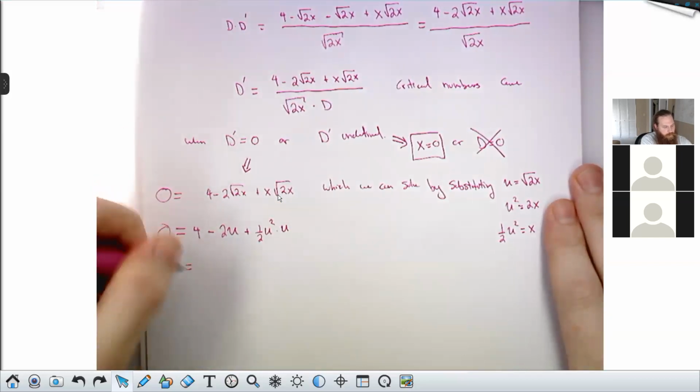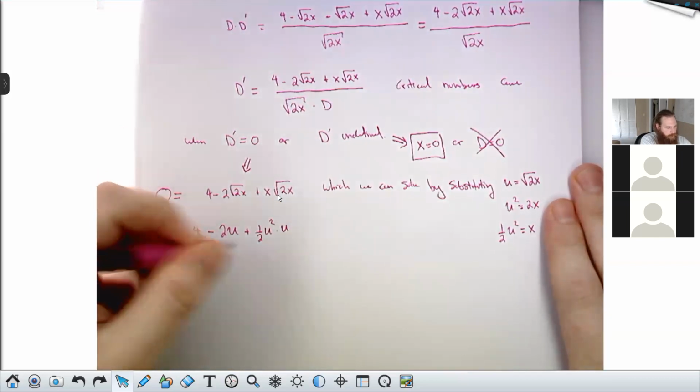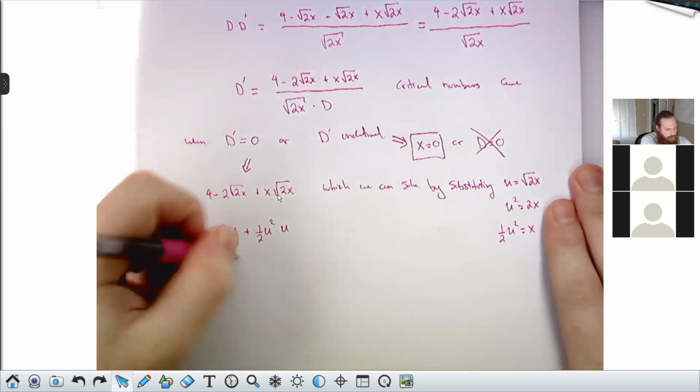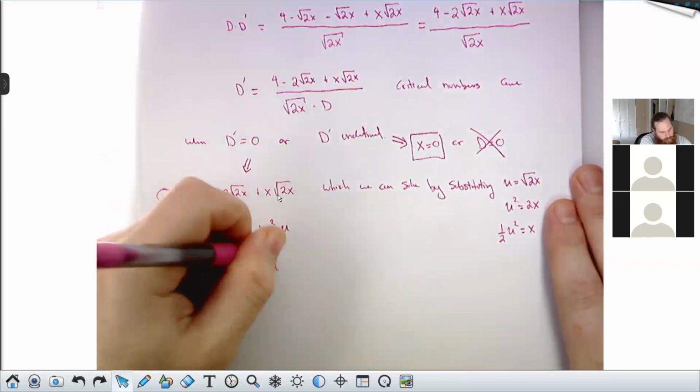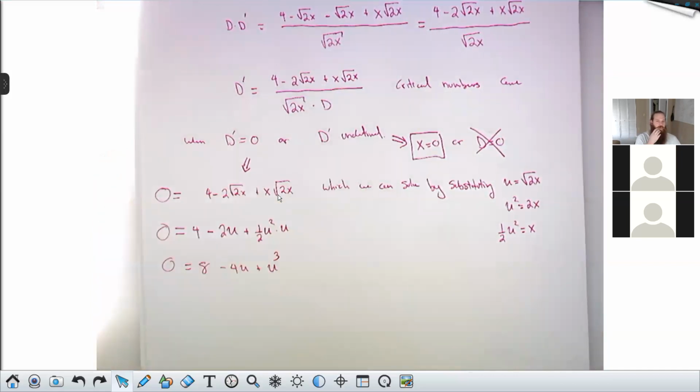We get 0 equals, I'll multiply everything by 2, so we get 8 minus 4u plus u cubed. That's still quite tricky. This is a degree 3 polynomial. We could jump in with the rational roots theorem, but I think we're going to run out of time before I'm able to resolve this. So I'm sorry to do that.